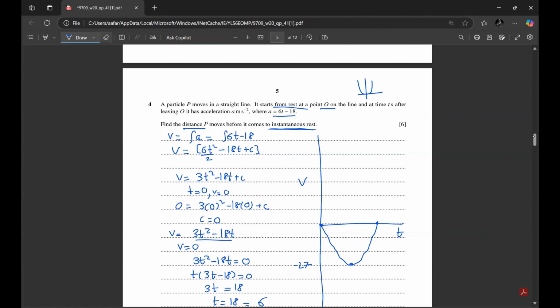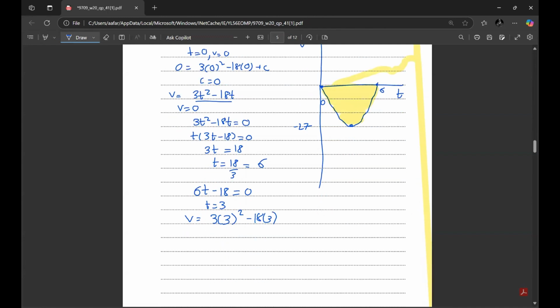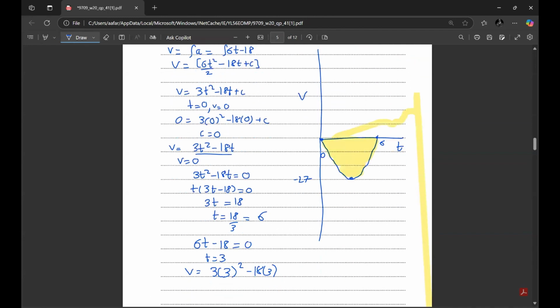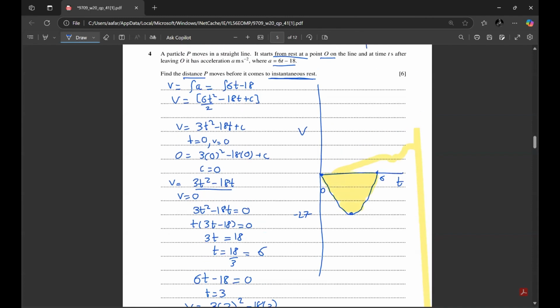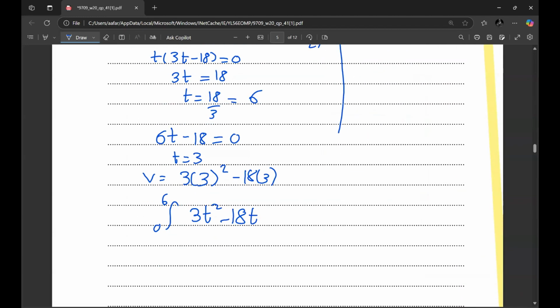We know that the distance on a velocity-time graph is basically the area under the graph. We know this is 0, and we know that this is 6. So why don't we just integrate it? Integrate the expression of v from the limits of 0 to 6. This is 3t square minus 18t. Integrating it will give us 3t cube over 3 minus 18t square over 2.